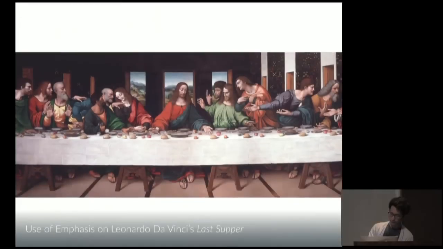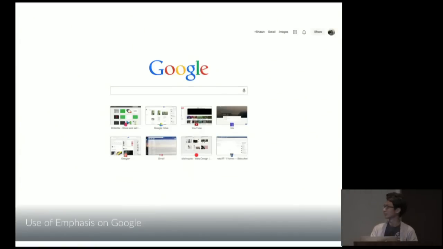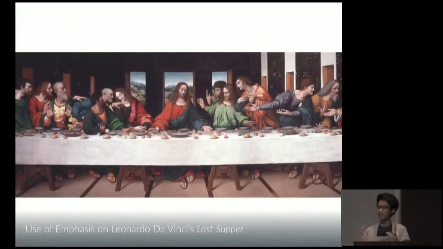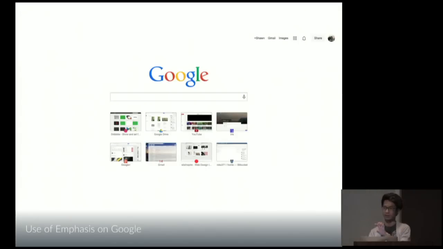What about this? What is the most important element in this painting? It's Jesus Christ. And how does Leonardo da Vinci do that? In the middle, through the perspective, right? The perspective is pointing to Jesus Christ. And I would say these accomplish a similar effect. They both emphasize the important element through a similar technique, placing it in the center.